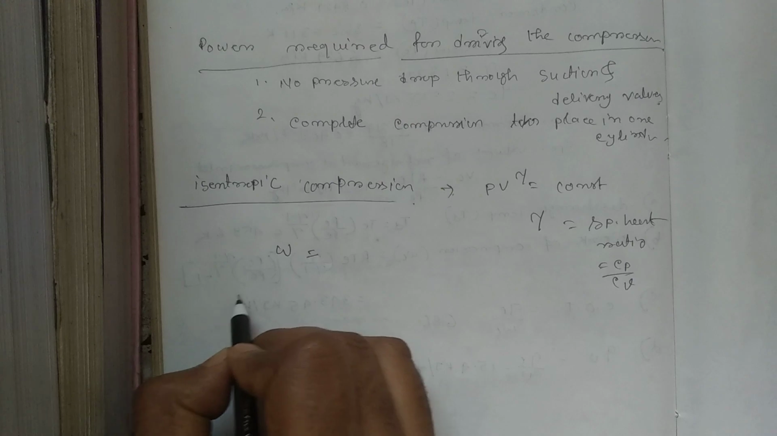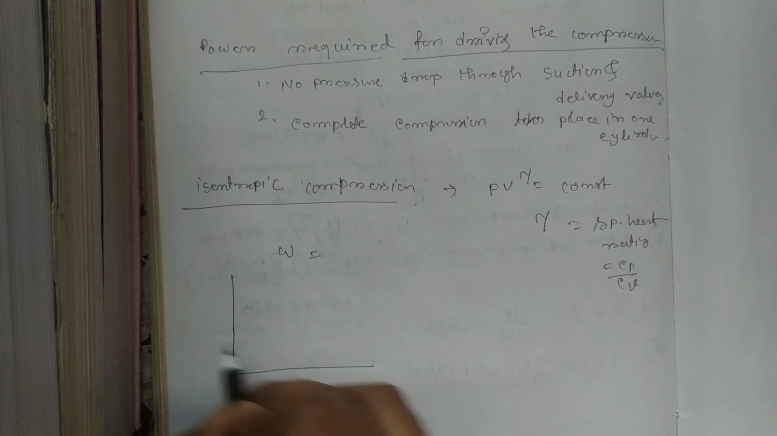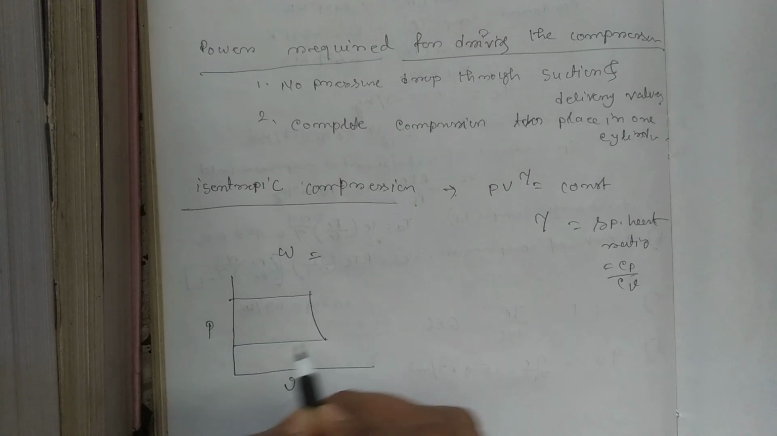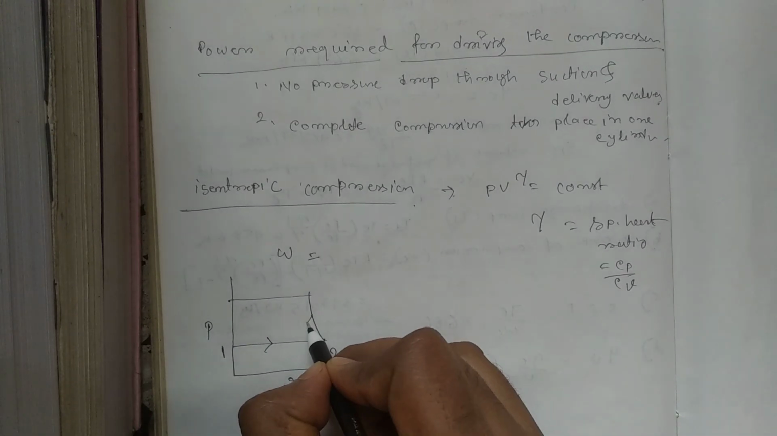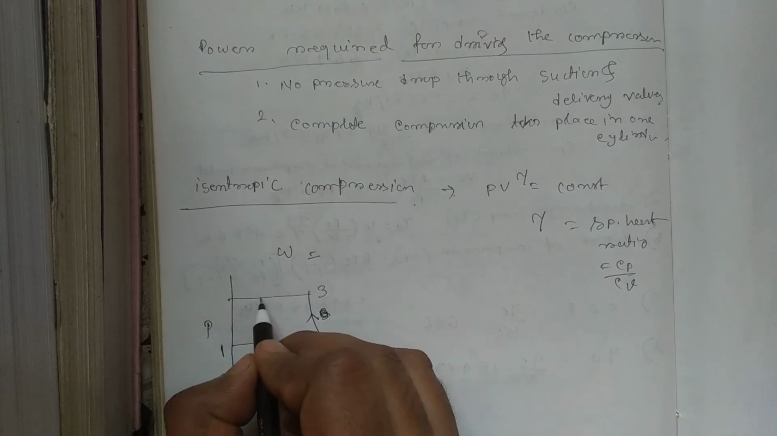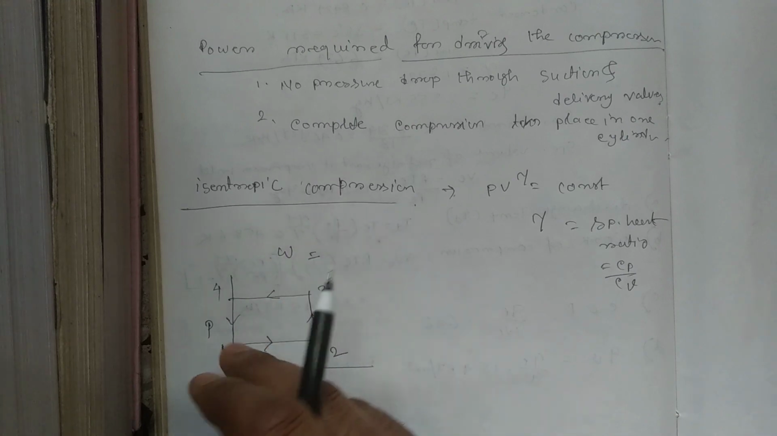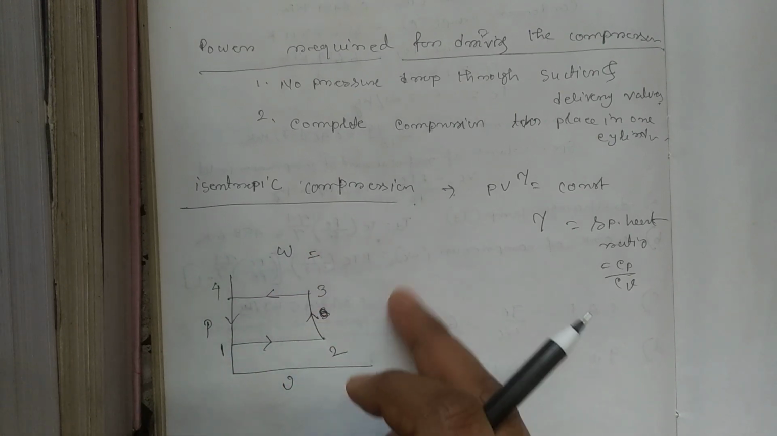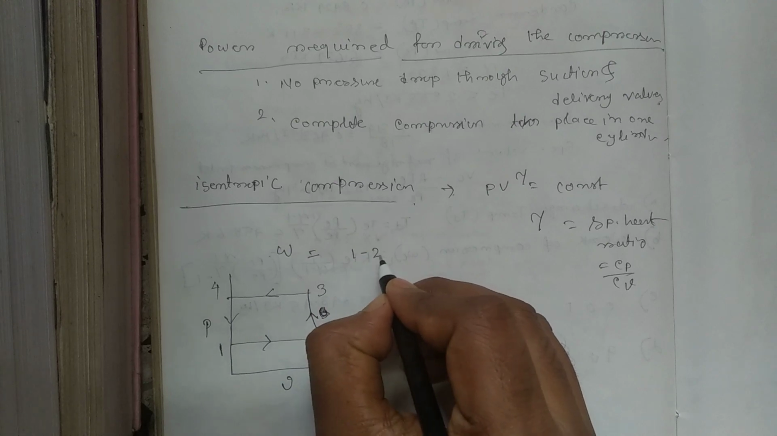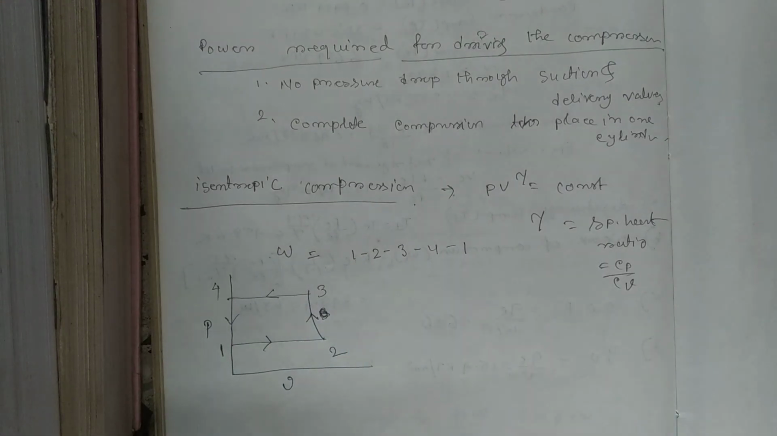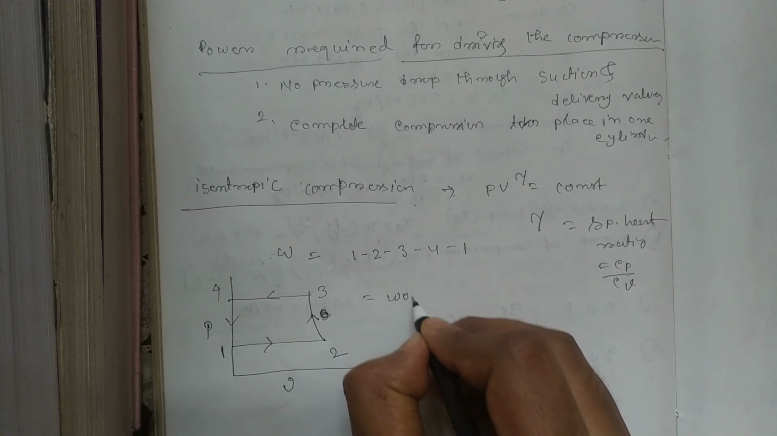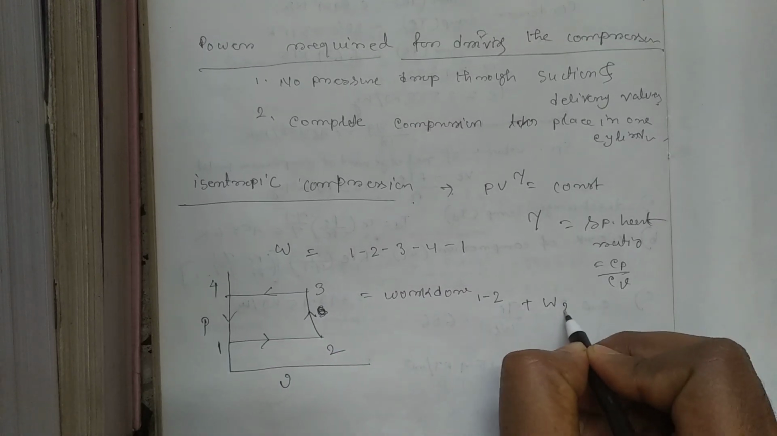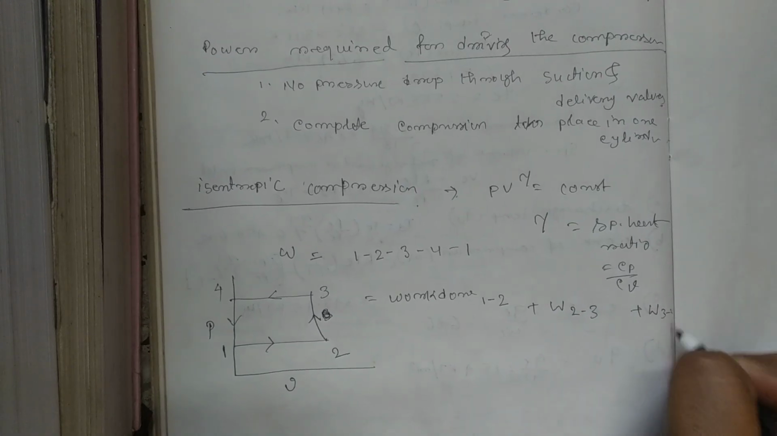Suppose isentropic compression. If you draw another diagram, 1 to 2 is your suction, 2 to 3 is your compression, 3 to 4 your discharge, and 4 to 1 returns to its original position. Now compression process 2 to 3 takes place as an isentropic process. The total work done in this process means the area under the curve 1 2 3 4 1. That means work done during the process 1 to 2 plus work done during 2 to 3 and work done during 3 to 4.